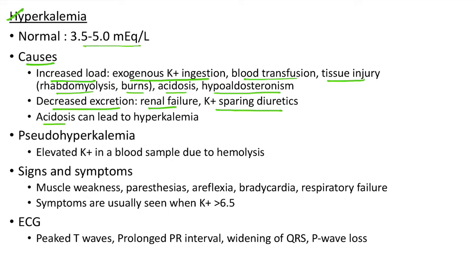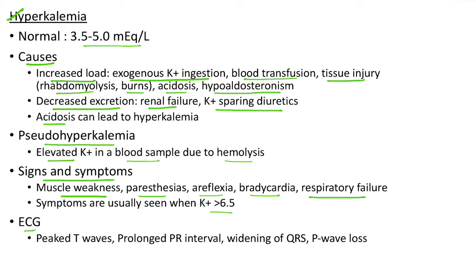Now let us see about pseudo-hyperkalemia. It is elevated potassium in a blood sample due to hemolysis. What are the signs and symptoms of hyperkalemia? Muscle weakness, paresthesias, areflexia, bradycardia, and respiratory failure. Symptoms are usually seen when potassium level is more than 6.5 milliequivalent per liter.